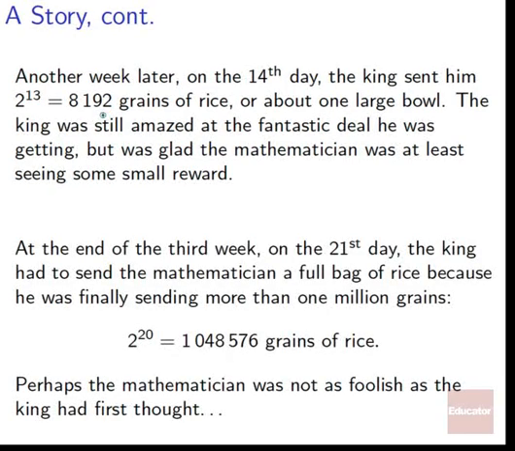At the end of the third week, on the 21st day, the king had to send the mathematician a full bag of rice, because in the kingdom, a full bag of rice contained precisely 1 million grains. So on the 21st day, we have 2 to the 20th grains of rice, which winds up being 1,048,576 grains. So we see here, after we jump these first 6 digits, we have 1 million plus grains of rice. So he's managed to get 1 million grains of rice, which is 1 bag of rice, plus an extra 48,000 and change in grains. So perhaps the mathematician was not as foolish as the king had first thought.